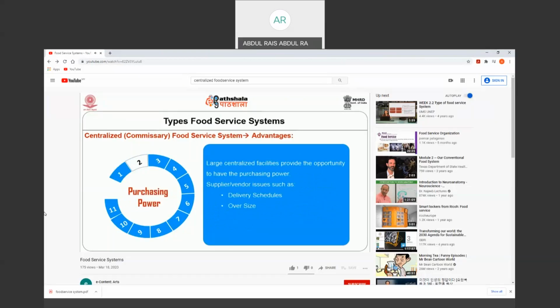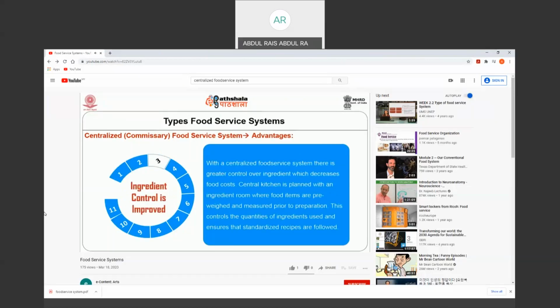Large centralized facilities provide the opportunity to have the purchasing power. The supplier or the vendor issues such as delivery schedules, size, quality, control and return policy may be reduced or eliminated. The ingredient control in this system can be improved. With a centralized food service system, there is greater control over ingredients, which decreases food costs. The central kitchen is planned with an ingredient room where food items are pre-weighed and measured prior to preparation. This controls the quantities of ingredients used and ensures that standardized recipes are followed.